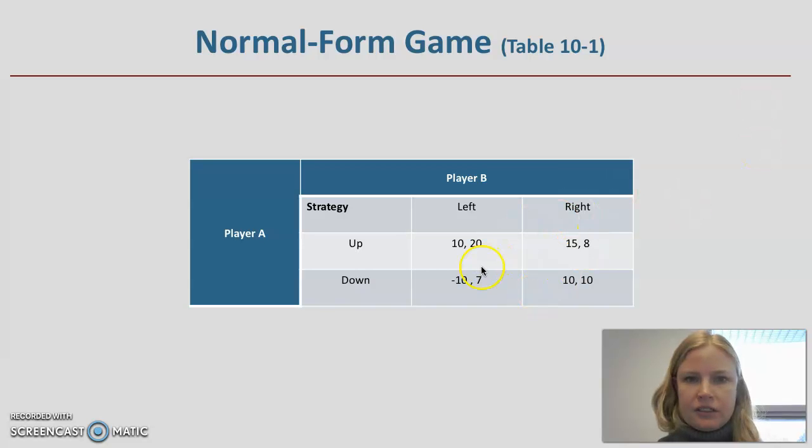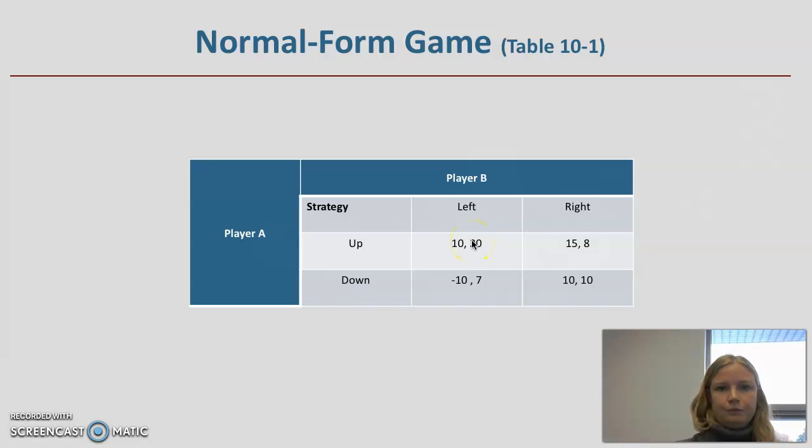All right, I realized I forgot to tell you what these numbers mean, so that might be helpful. The number on the left is what player A gets if that is chosen by both of them, and the right is what player B gets. So if player A chooses up and player B chooses left, player A gets 10, player B gets 20.